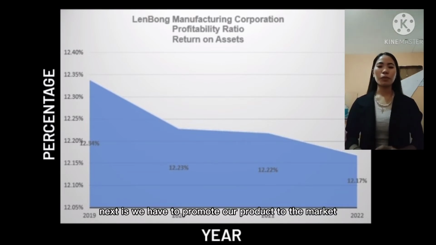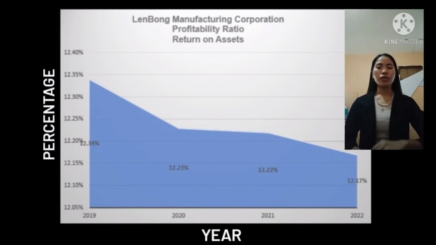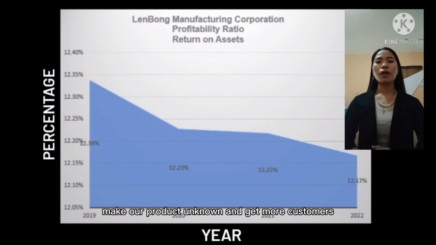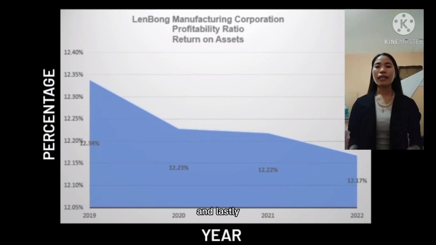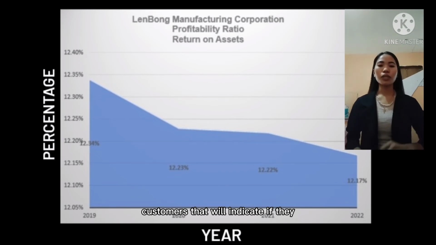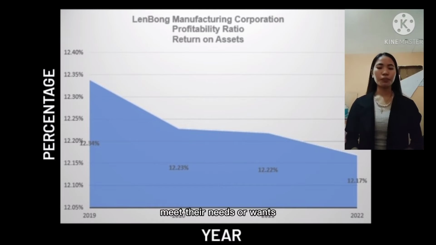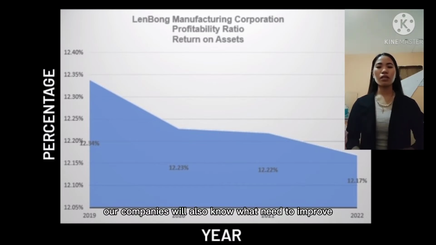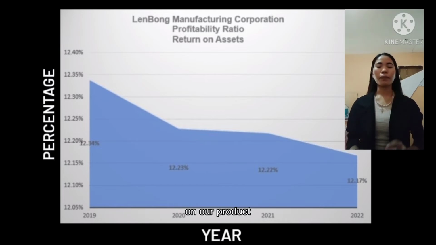Next, we have to promote our product to the market. This will help in order to make our product known and get more customers. And lastly, we may also have an evaluation sheet for our customers that will indicate if they meet their needs or wants. Through this, our company will also know what needs to improve on our product.